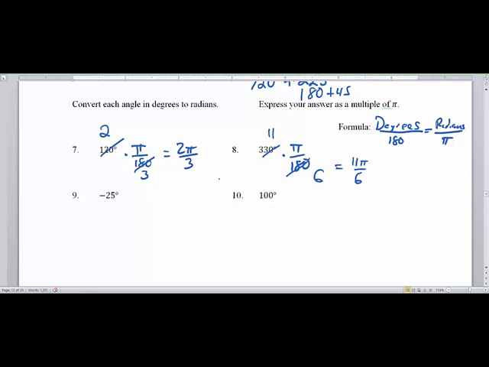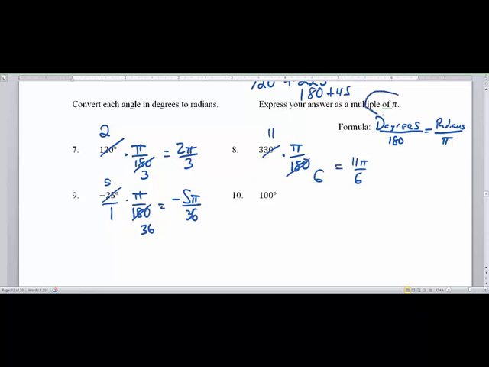Now, again, these two examples, 7 and 8, were on your unit circle that you've had in your notes since session 1. So let's look at a problem that isn't on your unit circle. This is negative 25 degrees. Let's multiply by pi over 180. Well, what would be a number that could divide the 25 and the 180? Well, that would be 5. 5 divides 25 and 180, and 180 divided by 5 is 36. So my answer here is negative 5 pi over 36.